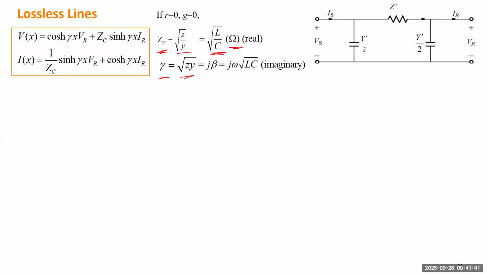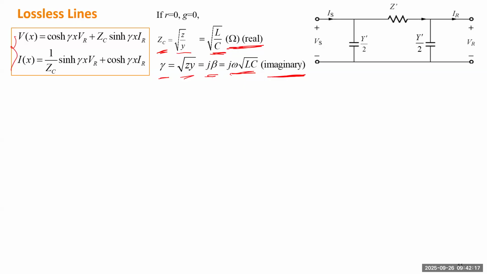And the gamma simply becomes j beta. Beta is around 0.0013, right? But from this formula, beta is equal to omega times the square root of the product of L and C. So ZC is a real number, and gamma becomes a purely imaginary number, j beta. This can largely simplify the original two equations on the voltage and current.